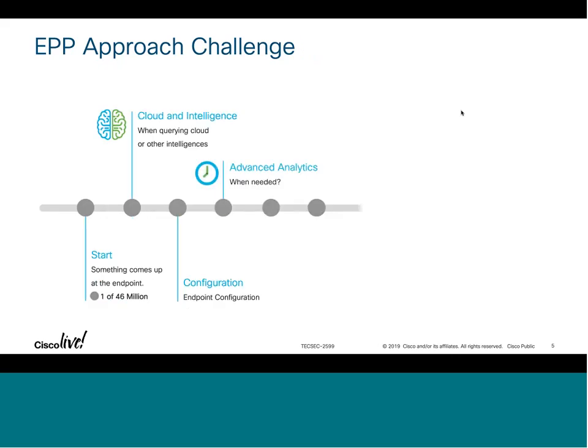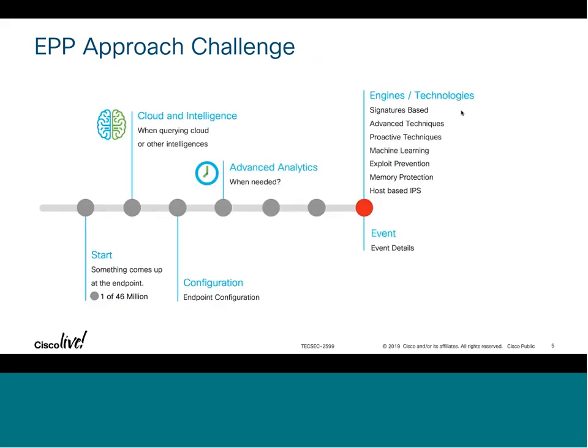The next thing is, when we're talking about the endpoint, what you see here in the middle is a timeline, and you see here the start point. It's a great point, 1 to 5, 46 million activities on your endpoint. So the first question here is, when should an endpoint ask a cloud intelligence, maybe our AMP reputation database? It makes no sense to query for every file type. This would also be, once again, too much.